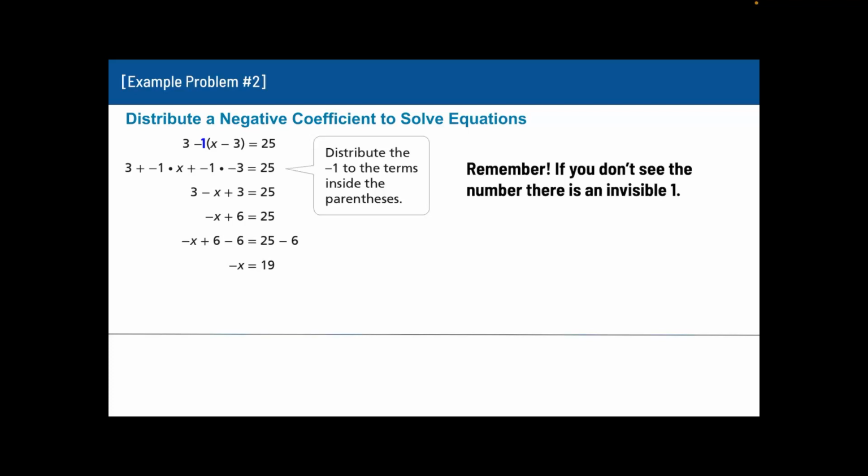And if negative x equals 19, hopefully you can see how x equals negative 19, right? So it's just opposites. But we can also look at that as needing to divide by a negative 1. We can look at that as multiplying a negative 1. So we divide by negative 1, and we get that x equals negative 19.